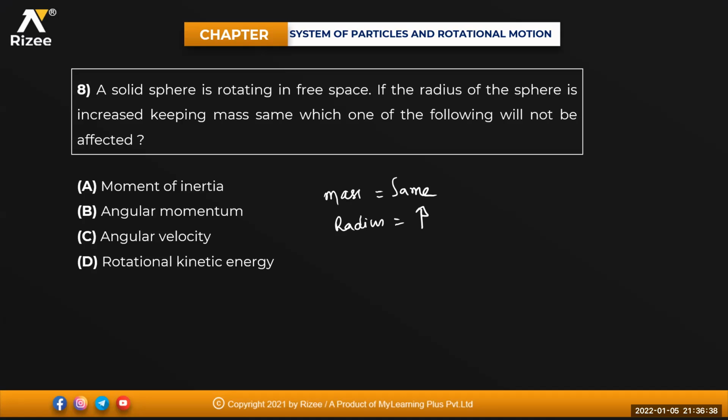Why? Because of conservation of angular momentum, angular momentum will not change, isn't it? If mass is remaining the same and radius is increasing, then moment of inertia, rotational kinetic energy and angular momentum will change, beta. But according to the law of conservation of momentum, angular momentum will not change, because angular momentum depends upon what? R bar cross P bar. That is nothing but m v r into sine theta. It will change only if mass is changing, velocity is changing, r. In free space, we can't change the velocity. Radius of the sphere is increased, keeping the mass the same. Then which one of the following is not affected, is what it is asking.